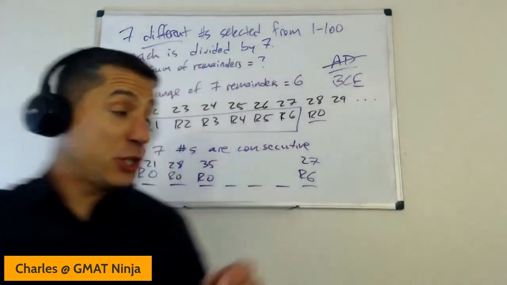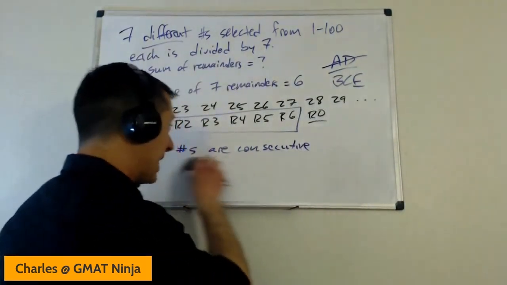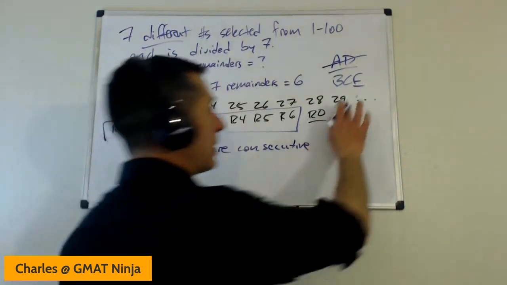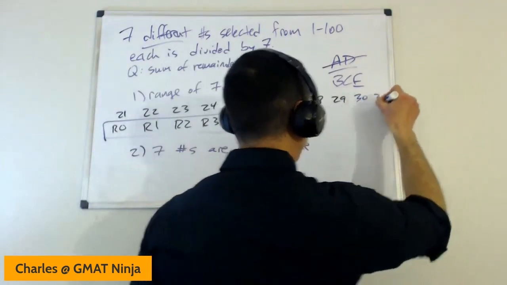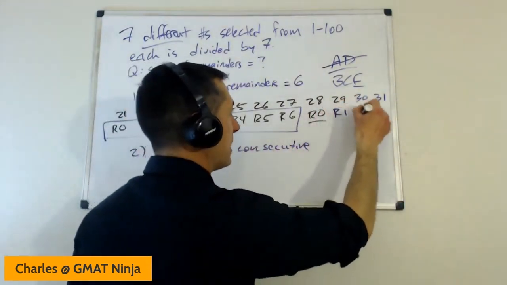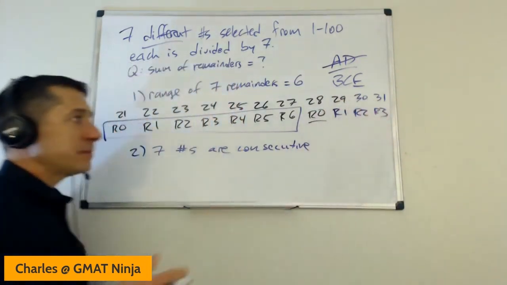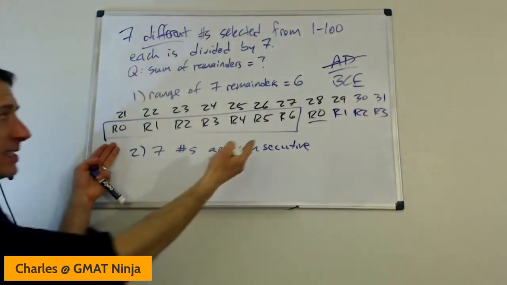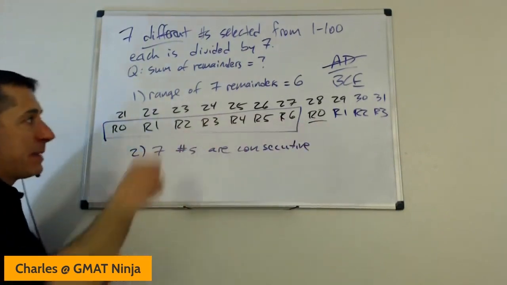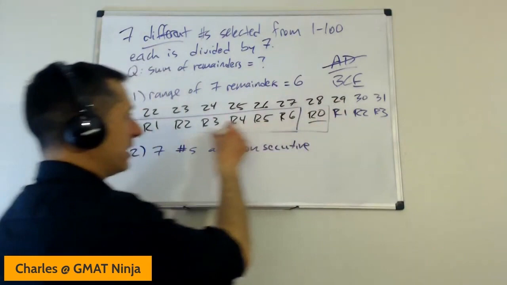Now for statement 2, that's where it does say that these numbers are consecutive. And if that's the case, we're exactly in this world up here. Notice what happens if we keep going. It becomes pretty obvious pretty quickly. Remainder of 0, remainder of 1, remainder of 2, remainder of 3. And off we go. It doesn't matter which 7 you pick. If we keep sliding this over, we keep getting the same answer, that we've got one of everything.